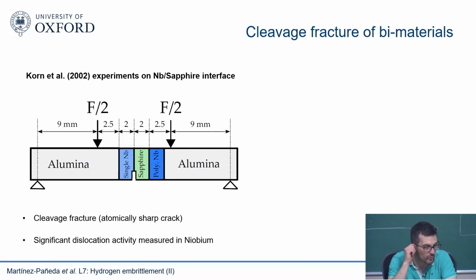The first case that we looked at was some famous experiments done in Germany on niobium-sapphire interfaces. So they have this 4-point bending. We have alumina, we have niobium here, sapphire, and niobium, polycrystal and single crystal. And they measure very significant plastic work. They have a crack, by the way, at the interface between the sapphire and the niobium. And you can see, just to emphasize a point that I said at the beginning, metals under normal circumstances fail in a ductile way. We never get these funny stresses.